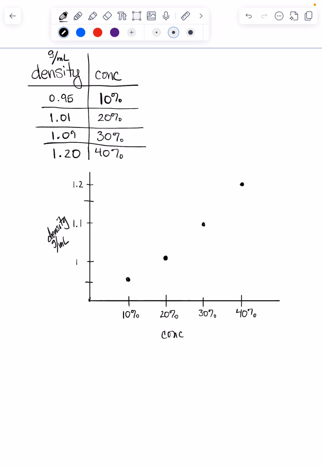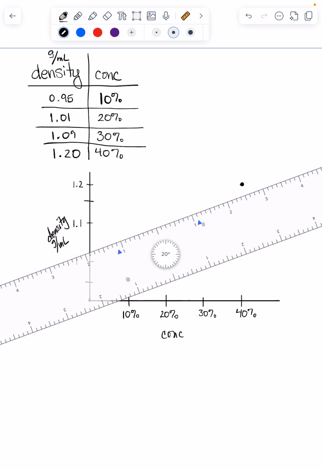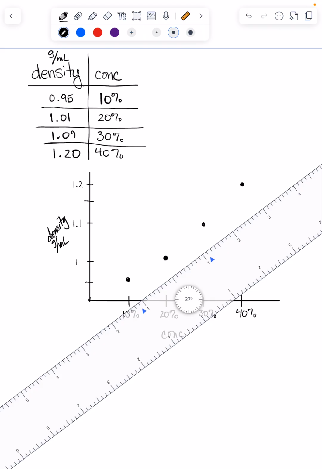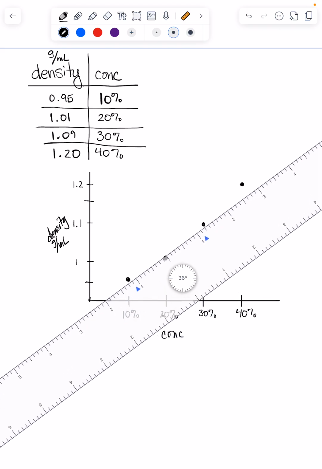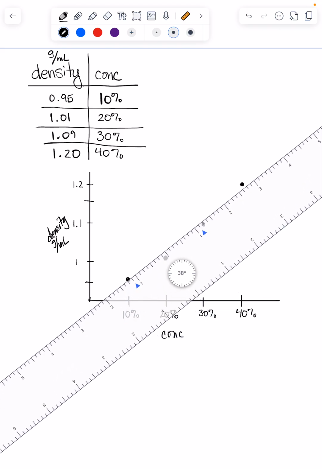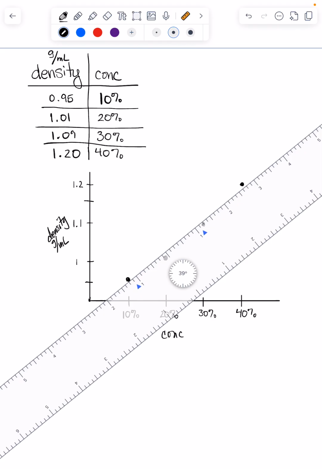Now, the most important thing when you're making a graph like this is to not connect the dots. We're going to add a trend line to this data. So I'm going to use this ruler. When you're drawing a trend line, you want to line it up so that the amount of data above the trend line kind of matches the data below the trend line.